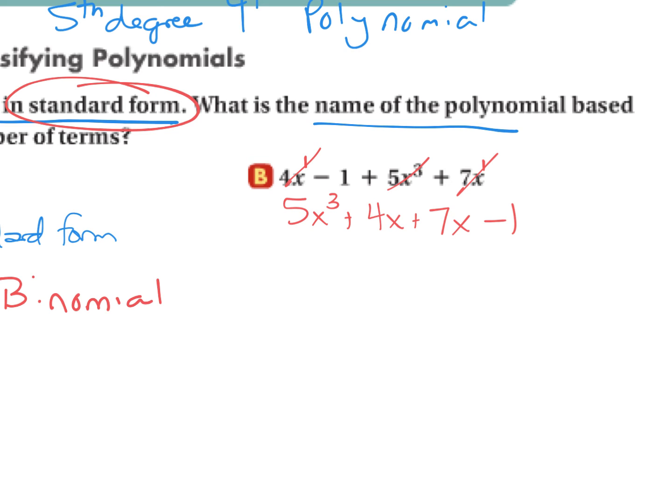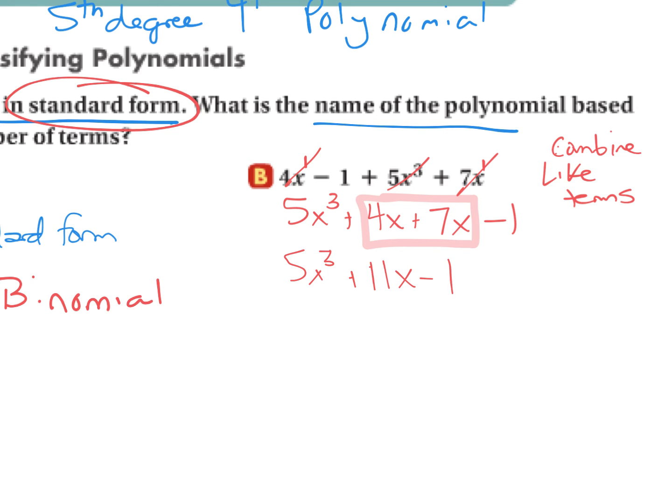All right, so now that we have that, one of the things that you may notice is we have some like terms. If you have like terms, you must combine them. So let's go ahead and do that. I'm going to bring my 5x cubed down, but I can add 4x and 7x to get 11x. Now that's in standard form, and we just need to name it.